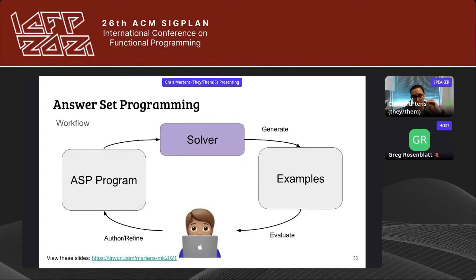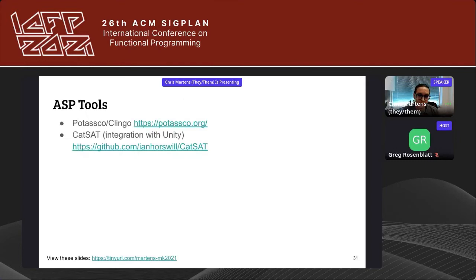Like you might say, oh, okay, I want it to be the case that at least this many of my tiles are going to be land tiles. The tools that are available for this kind of thing include Potassco Clingo, which I've been referencing a bit already. It's open source and fairly well maintained.